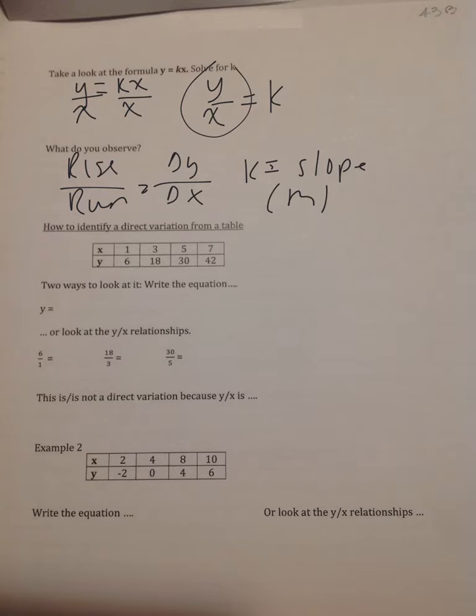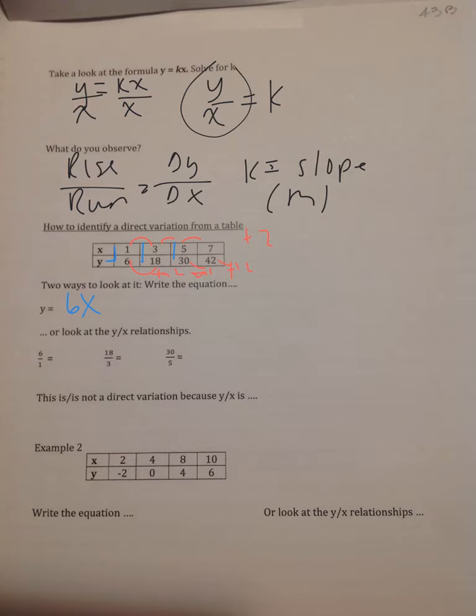So how do you identify a direct variation from a table? Here's a table. Is it a direct variation? Well, there's two ways you can look at it. You can try to write the equation for it. Let's see. We have plus 2 here, plus 2, plus 2. All right, we got a common difference there. We have plus 12, plus 12, plus 12. Common difference there. Then we have right here, 1 times 6 is 6, 3 times 6 is 18, 5 times 6 is 30. So it looks like we have y equals 6x.